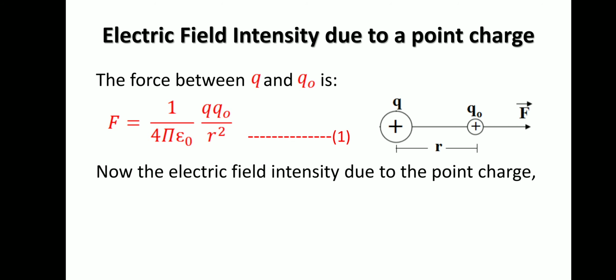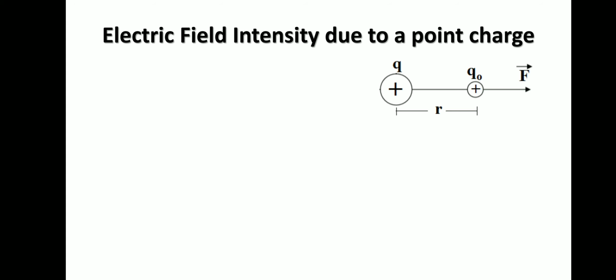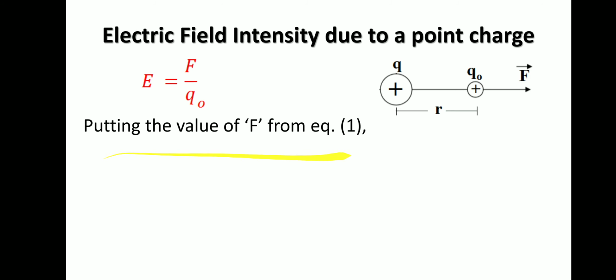And we also know that the electric field intensity due to the point charge is given as E is equal to F upon Q0. So we will put this value of F in this equation to get the expression for the electric field intensity due to a point charge. So let's see what we do. This is the system of the charges. This is our formula, E is equal to F upon Q0. We need to put the value of F. So putting the value of F from equation 1.